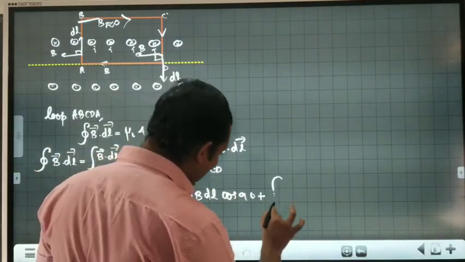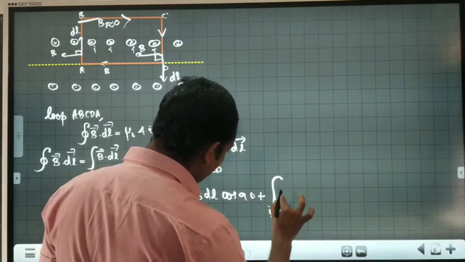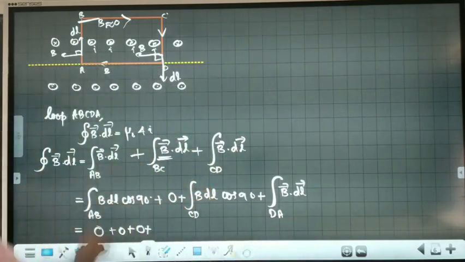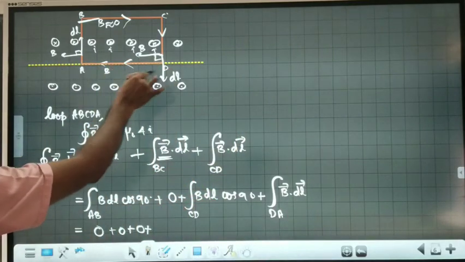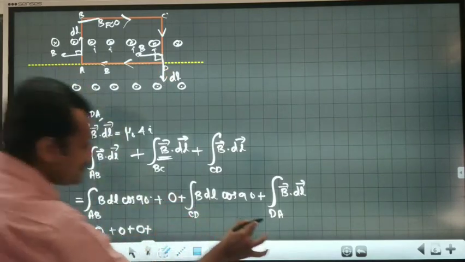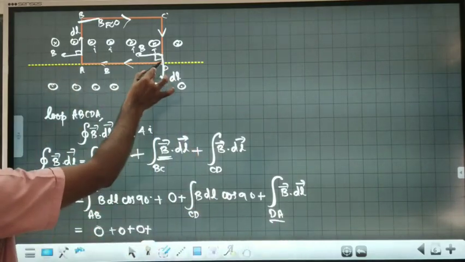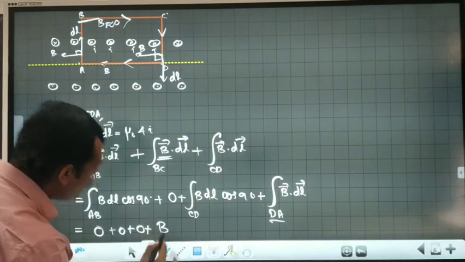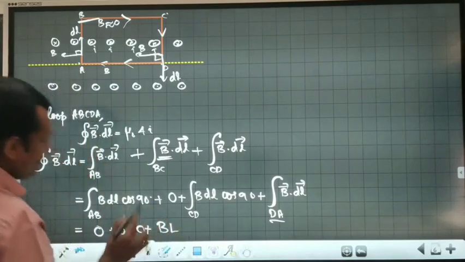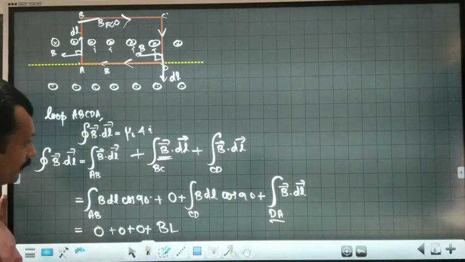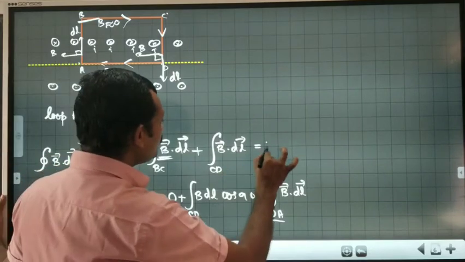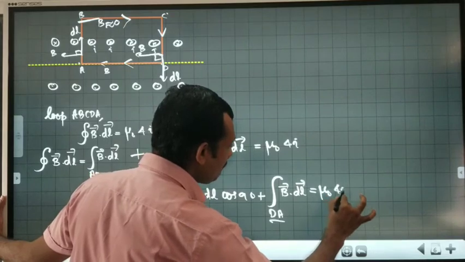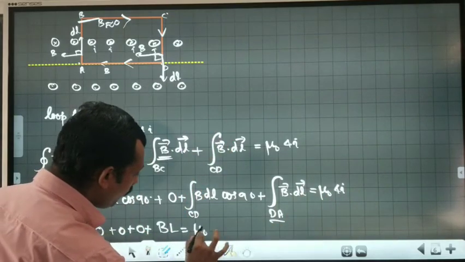Now the last part, integral DA, B dot dl. What is the direction of dl? It is from D to A, and the magnetic field is also in the same direction. So this will give you B into L. Now this is equal to mu 0 into 4I.